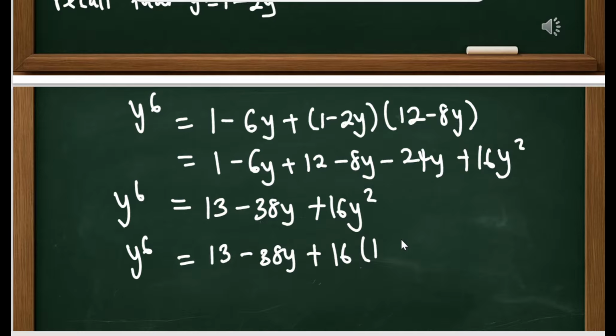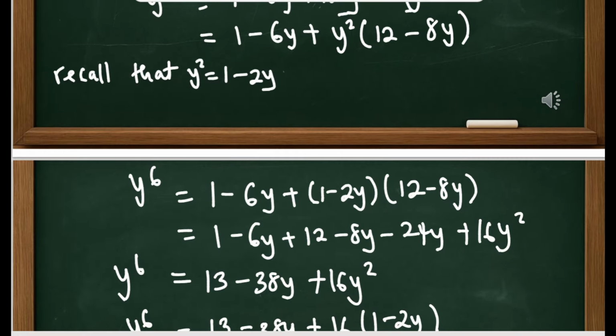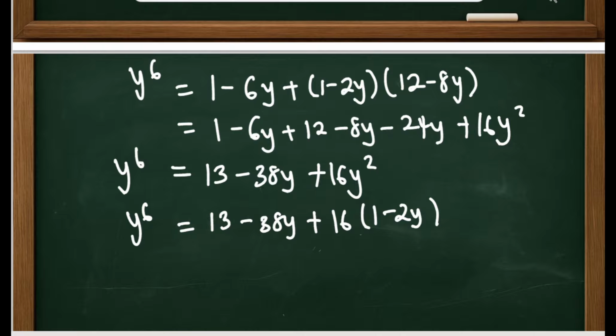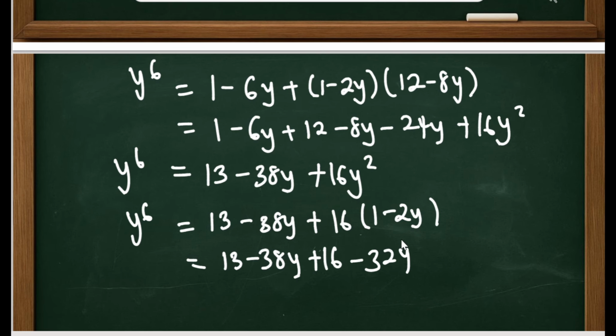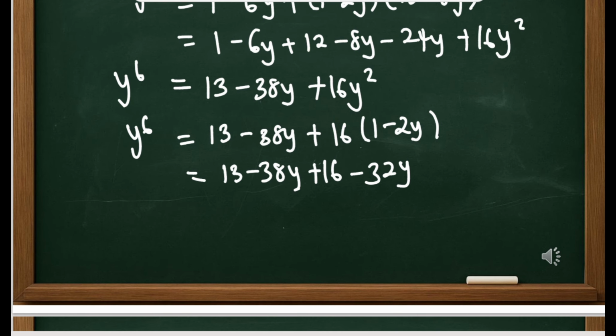Remember that y squared is 1 minus 2y. This is from equation star star. So this is what I just plug in. So here I'm going to have 13 minus 38y plus 16 minus 32y. And I have this as y to the power of 6 equals 29, which is 13 and 16, minus 70y.